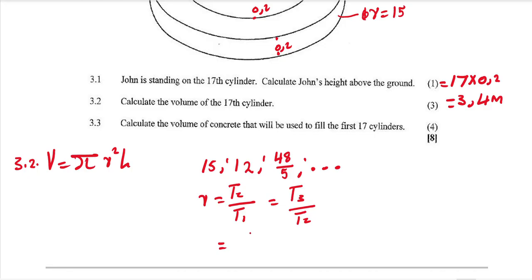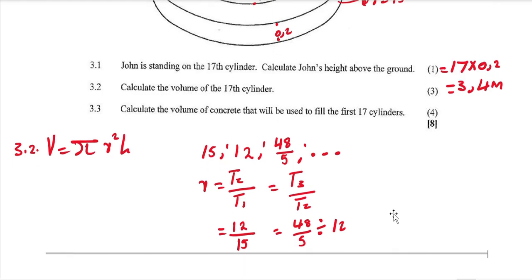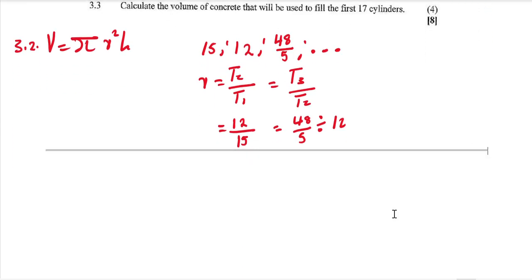We are going to try maybe arithmetic, and if we don't find the common difference, we're going to try a quadratic. Here our term number 2 is 12 all over 15, and term number 3 is 48 over 5 divided by 12. Let's punch our calculators. Make sure you have a calculator.